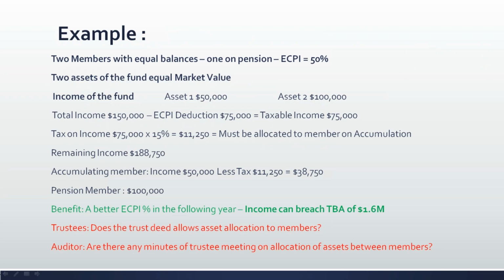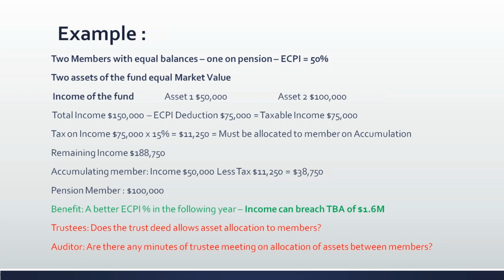Now, let's look at an example where there are two members, one member is on pension and the other member is not. I've taken a very easy example. We can segregate the asset based on who owns that asset, whether it's an accumulating member or a pension member. But we cannot segregate it for ECPI purposes. For tax purposes, we have to combine all the income and then work out the tax on the total income. But the underlying asset can be allocated to each and every member. And if we allocate high income assets to the person who is on pension, then it's possible that we get a better result.